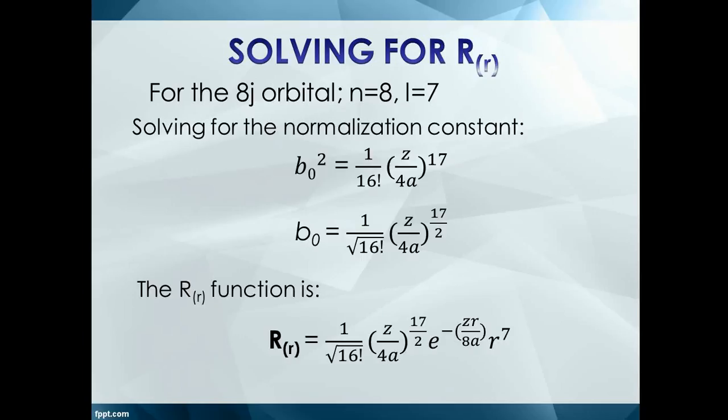Substituting the solved normalization constant to the radial function, we get 1 over the square root of 16 factorial times Z over 4a raised to 17 over 2, times e raised to negative Zr over 8a times r raised to 7.